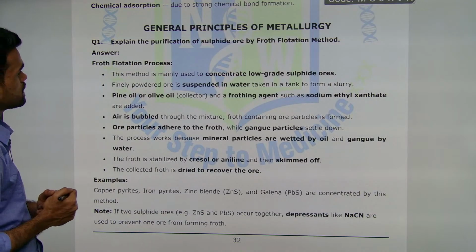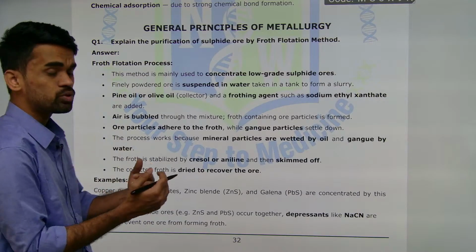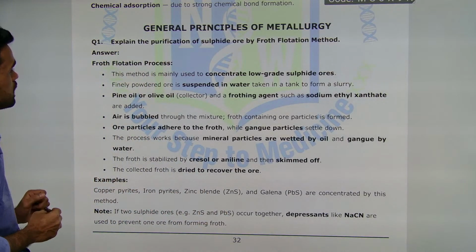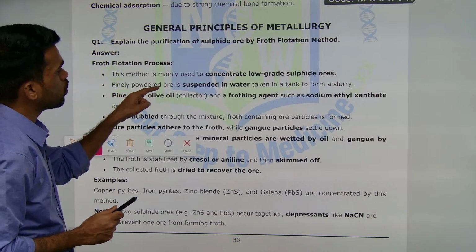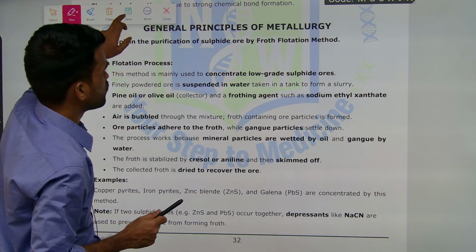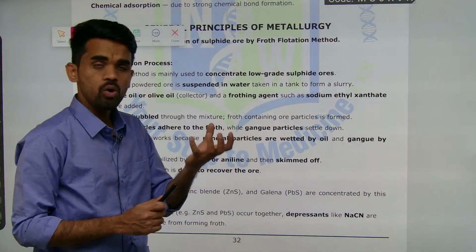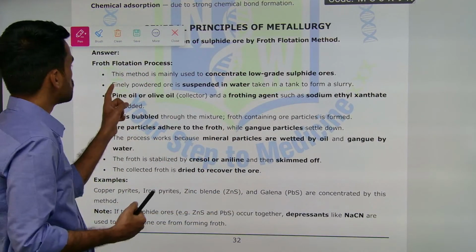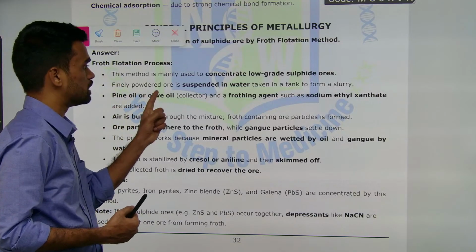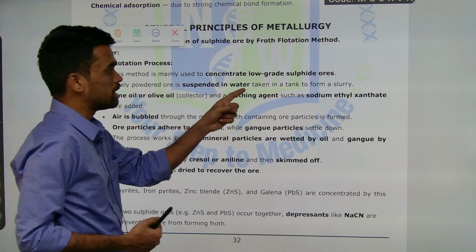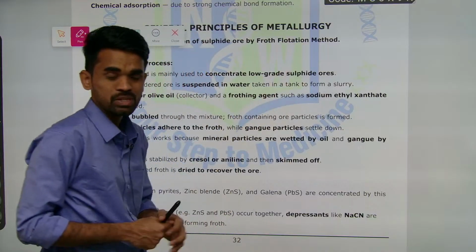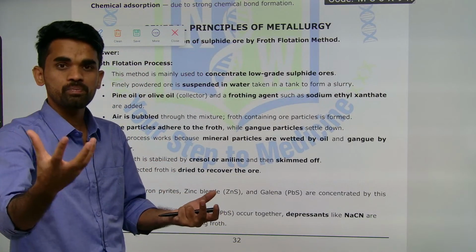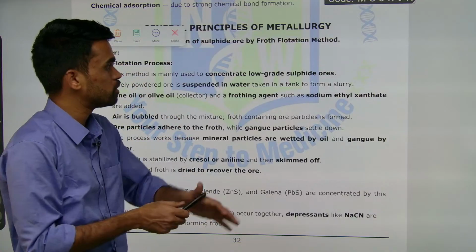Next, how do we do this purification method? Just see here, finely divided ore is suspended in water. First of all, whatever ore you want to purify, you need to crush it. Finely powdered ore is suspended in water, taken in a tank to form a slurry, by mixing the powdered ore with water.